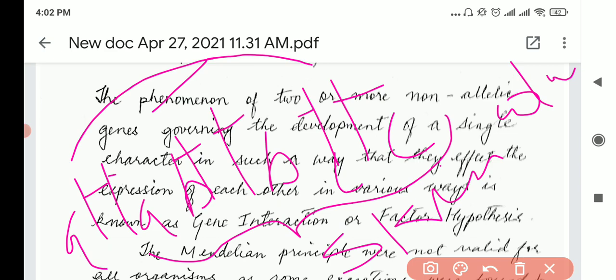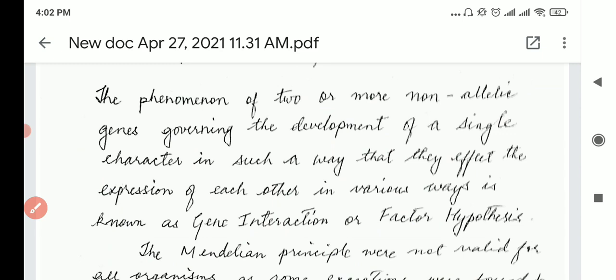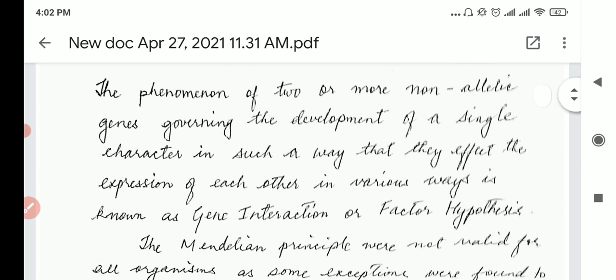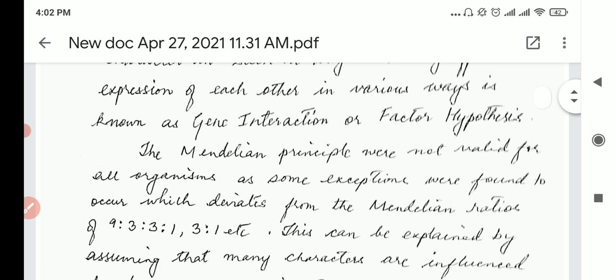It could be more than two, more than three, five. It could be many interactions of many non-allelic genes. That is how exactly it happens in nature. Mendel was just very, very lucky that he got T for tall, small t for dwarf. But in nature, so many non-allelic genes give us the phenotype.